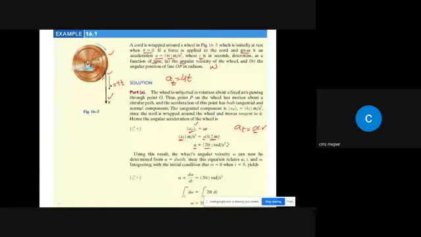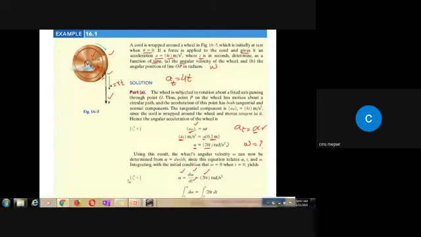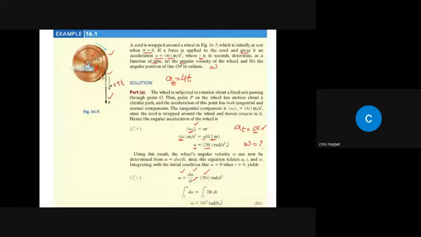So when we get this alpha value, we can extract omega from here, right? As alpha is equal to d omega by dt, we know that angular acceleration is the time derivative of angular velocity, and this angular acceleration is equal to 20t. So by doing the necessary integration, we will get the angular velocity, right?